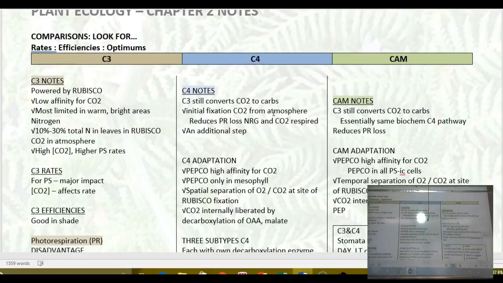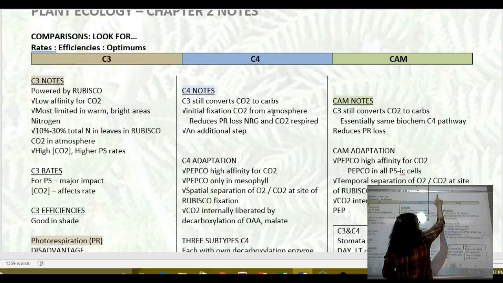Okay, C4 notes. C3 still converts CO2 to carbs. See that? All plants do C3. See that?